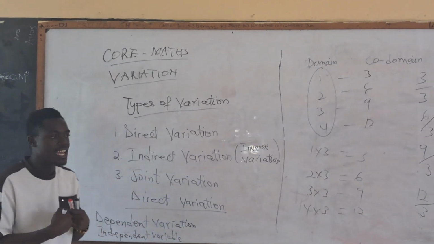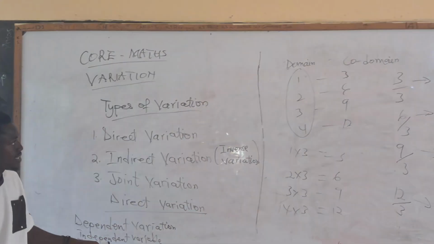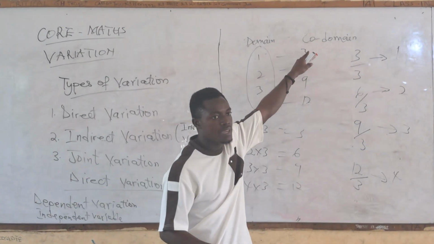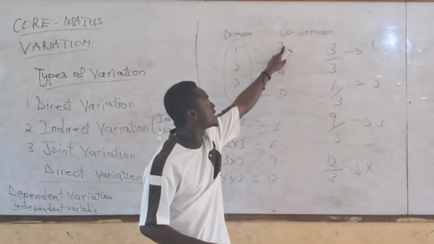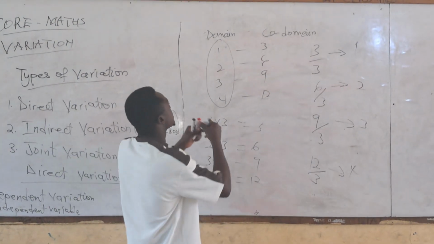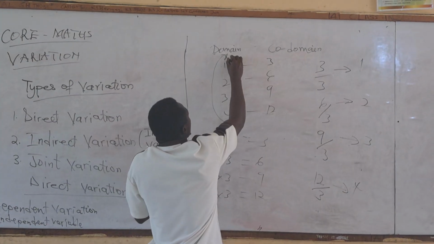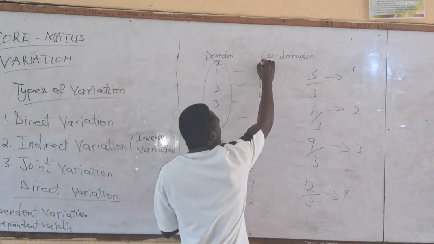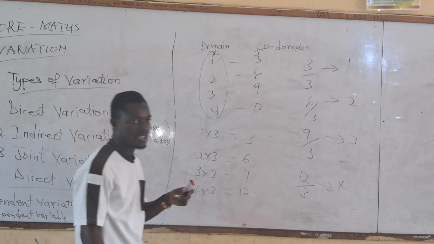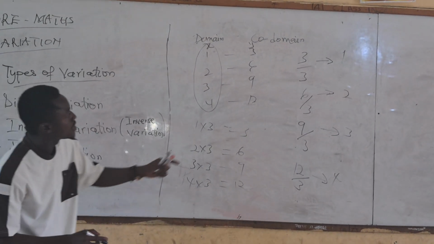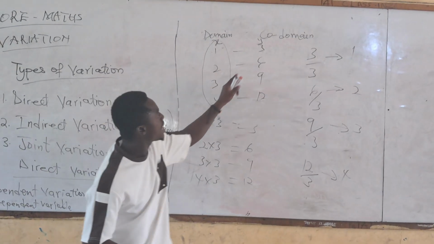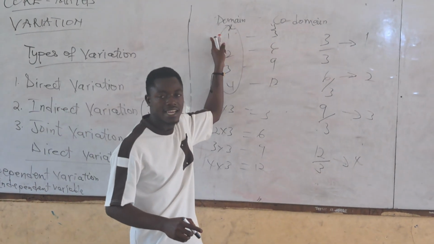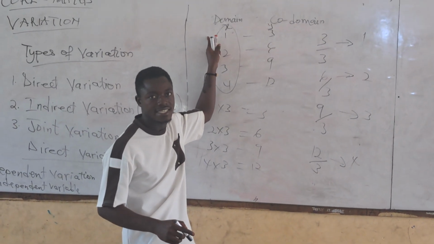Let's write the formula for direct variation. In writing the formula, we take the codomain, which is the value for y. As you know, these are the coordinates for x values, and these are the coordinates for y values. So how did I get these values? If I take the constant divided by the y value, then I'll get the coordinates for x, isn't it?